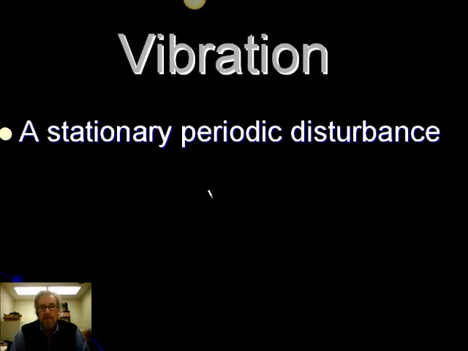To understand the electronic structure of the atom, we have to understand something about light and other forms of electromagnetic radiation. To understand that, we have to understand a few things about vibrations and waves. So let's make some definitions. A vibration can be thought of as a stationary periodic disturbance. So something, it could be matter and it might not be matter, is disturbed but in the same place, and it's periodic, so over and over again.